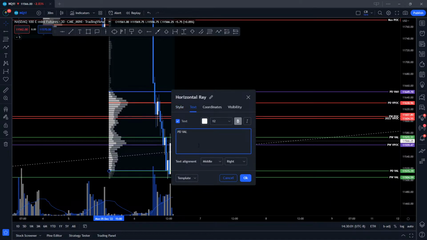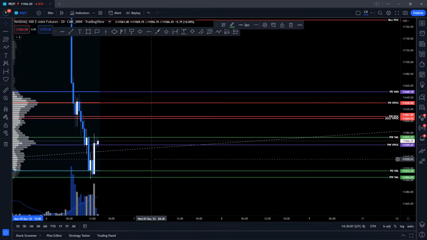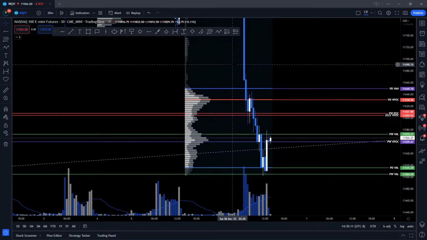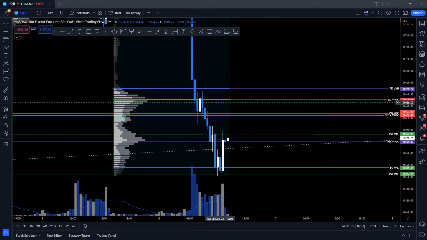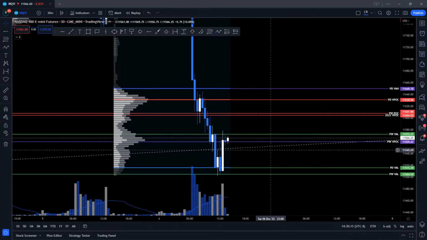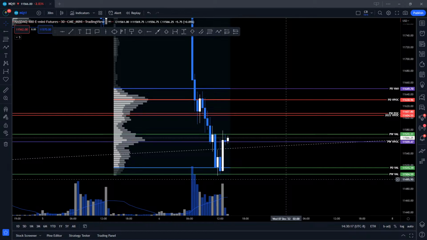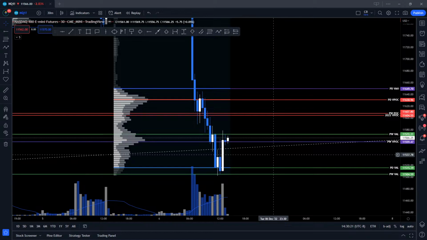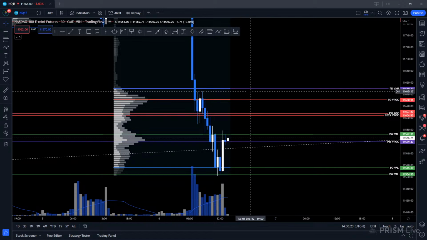Is it because we sliced through the first time? No. If for a short, slicing through just gives us more confluence that it might slice through again. Yeah. Anybody want to answer why this is not a great short from here?